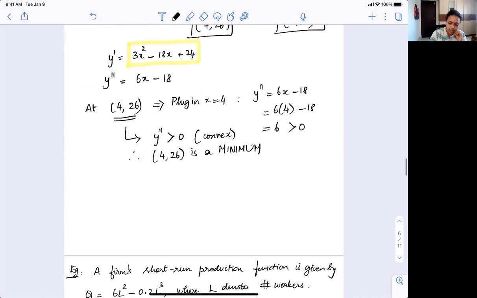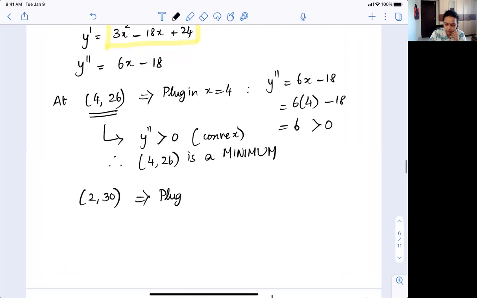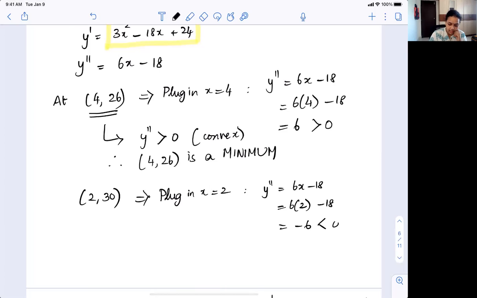Let's look at the next point, (2, 30). Here I will plug in x is equal to 2. So y double prime is 6x minus 18, which is 6 times 2 minus 18. So 12 minus 18 is minus 6, and that is less than 0. So at (2, 30), y double prime is less than 0. That is, it is concave. Therefore, (2, 30) is a maximum point.